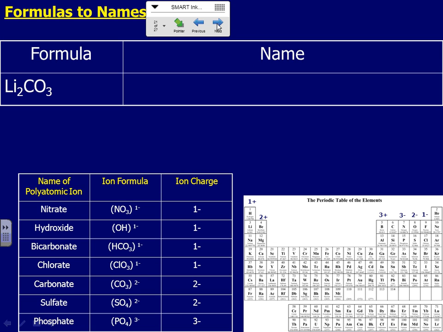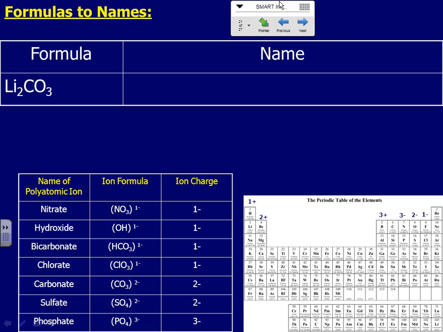Okay, let's go on to some of the others. Let's now go back the other way. This is formulas to names. It's not a big deal. You can just put EG again. We're just doing examples. It's not rocket science here.